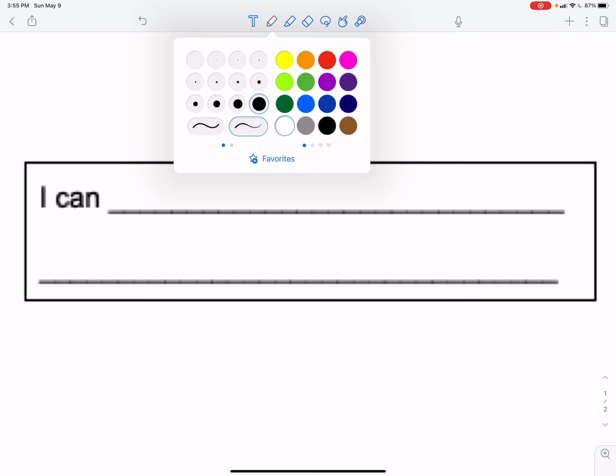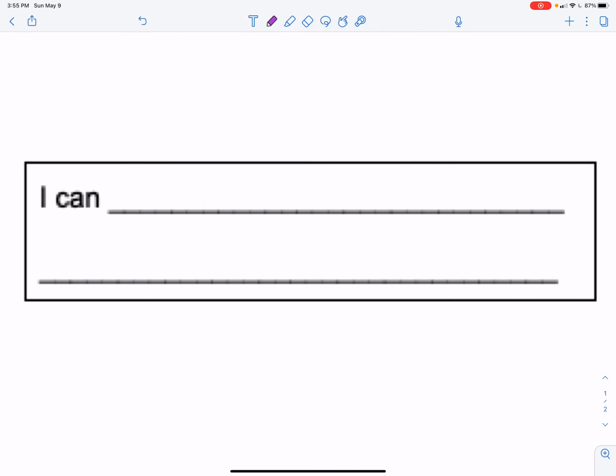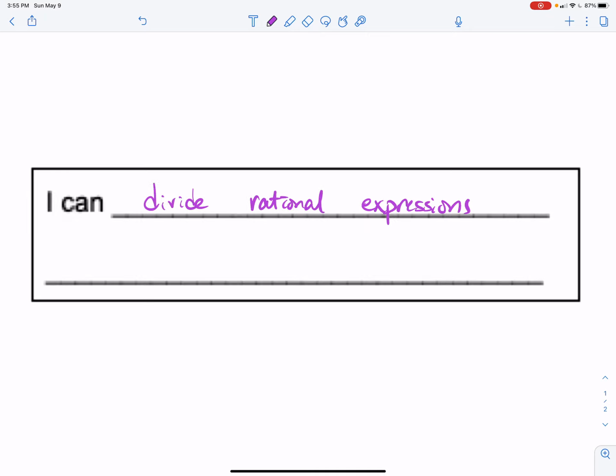So in this lesson, we're going to continue with 11.4. We'll do day 2 of that. Excuse me, let me fix this. I can divide rational expressions. In the first day, we learned how to multiply rational expressions, and in this lesson, we're going to talk about how to divide rational expressions.